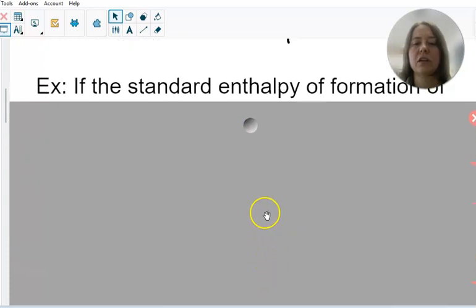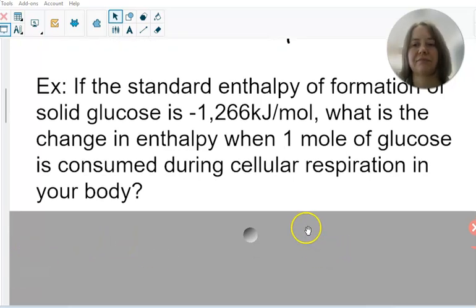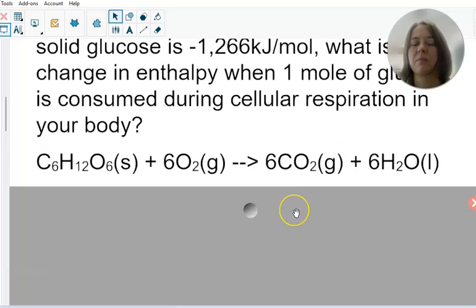So we were given the problem. If the standard enthalpy of formation of solid glucose, oh, I missed that in there, it's solid, we'll have to change that, is negative 1,266 kilojoules per mole, what is the change in enthalpy when 1 mole of glucose is consumed during cellular respiration in your body? Okay, so then we came up with the balanced chemical equation, and I changed it to solid.